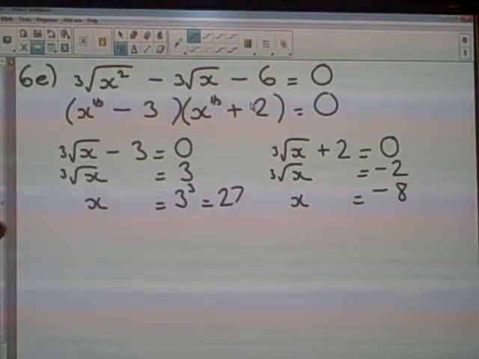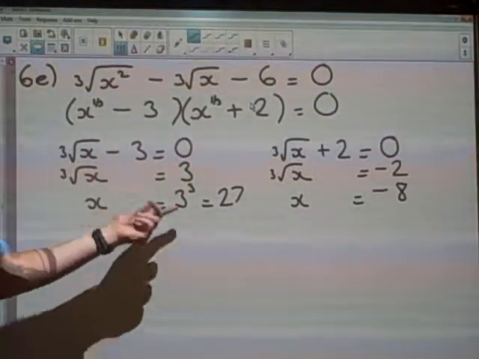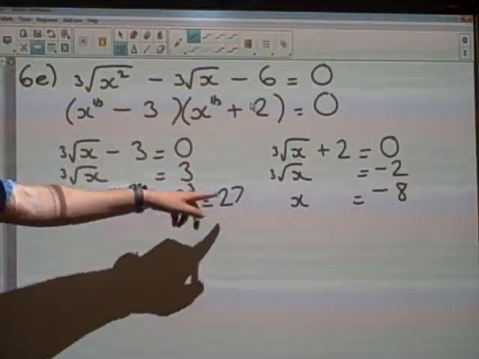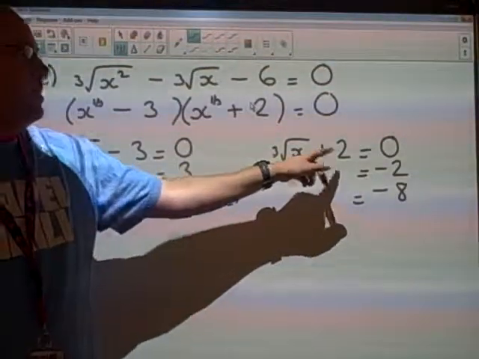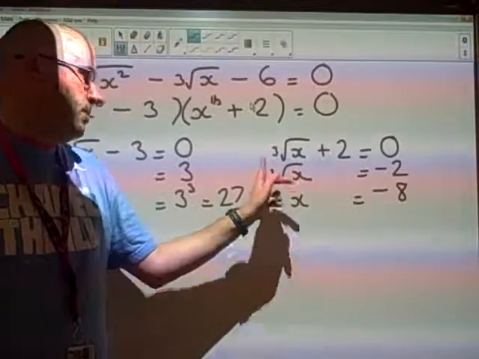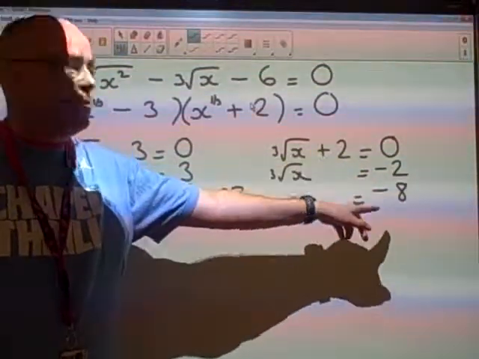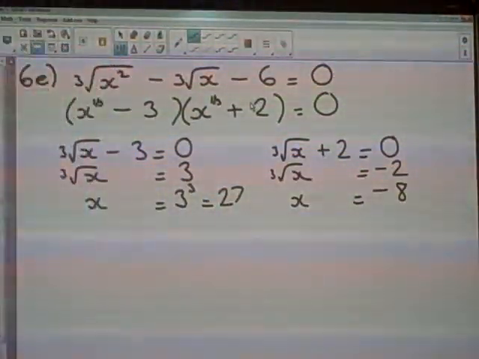So I'm going to add 3 to both sides. Do a cube to get rid of the cube root. So 27 would be one solution to this problem. When I do the other one, instead of adding 2, subtract 2, and then instead of doing a cube root, I do a cube, and negative 2 cubed is negative 8.